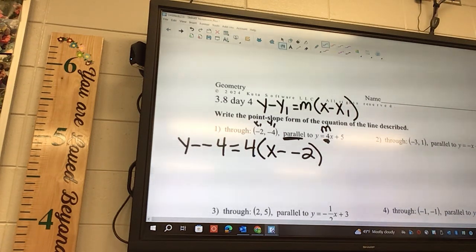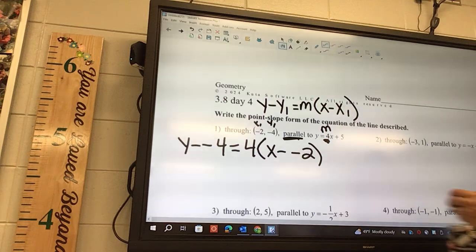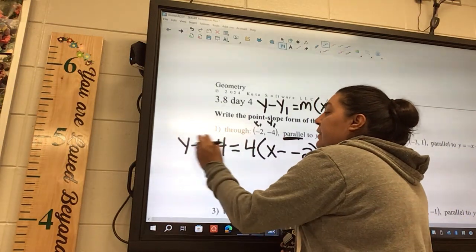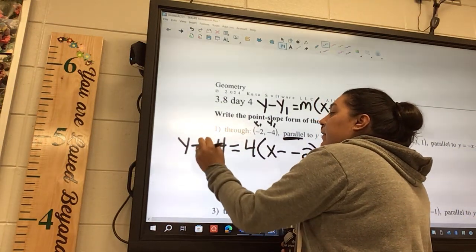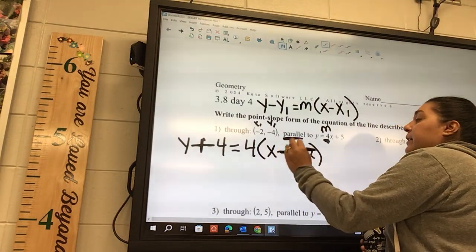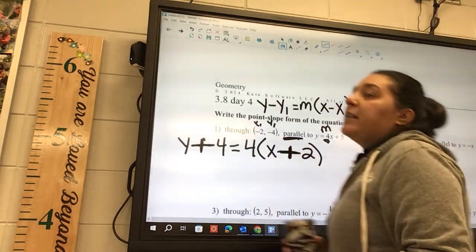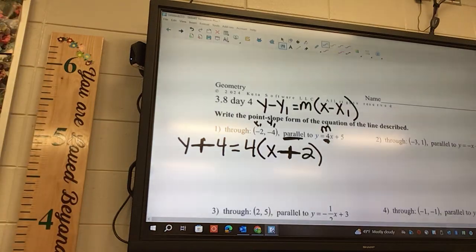Okay, and then the only change that you're going to have to make from that is a minus makes what? A positive. So the minus, this right here is going to be a plus. And really this one right here is going to be a plus. There's no minuses left.